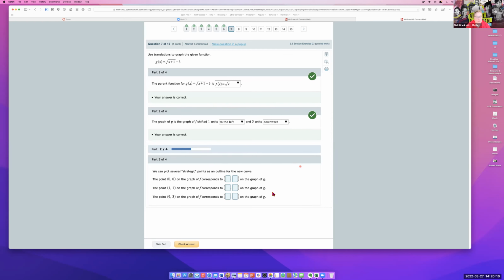Now, this is really helpful, I think. If we start at 0, 0, on the x values, we are subtracting 1, and on y, we're subtracting 3. So 0 minus 1 is negative 1. 0 minus 3 is negative 3. Now the point is 1, 1. On the x, we're subtracting 1, so 1 minus 1 is 0. On the y, we have 1 minus 3, that's negative 2. Now we have the point 9 comma 3. The x, we're subtracting 1, so 9 minus 1 is 8. The y, we're subtracting 3. 3 minus 3 is 0.